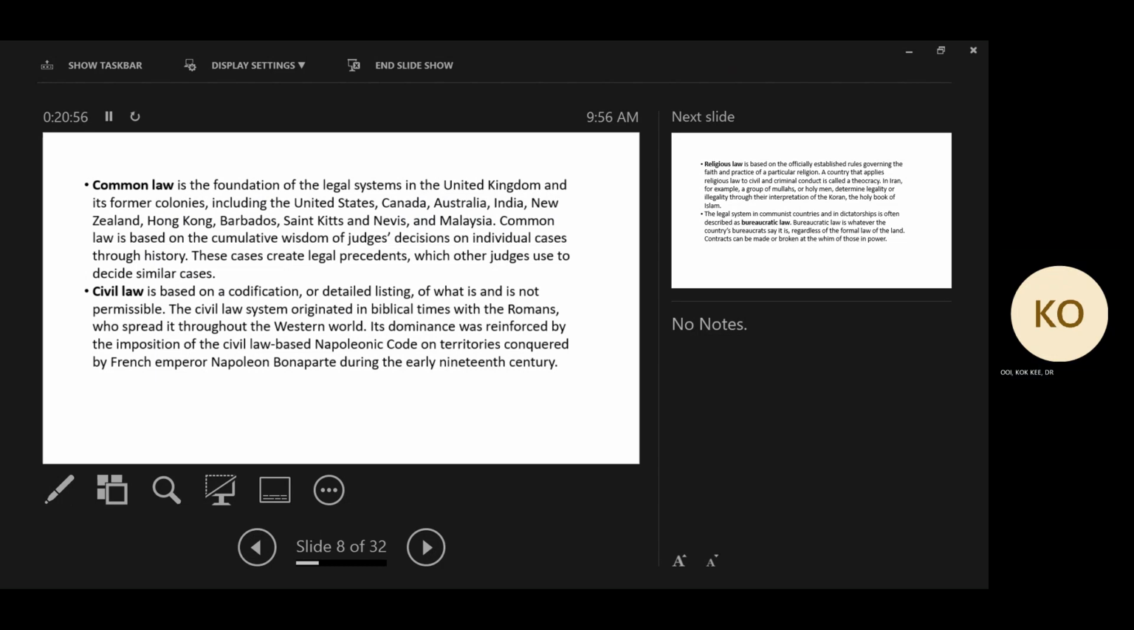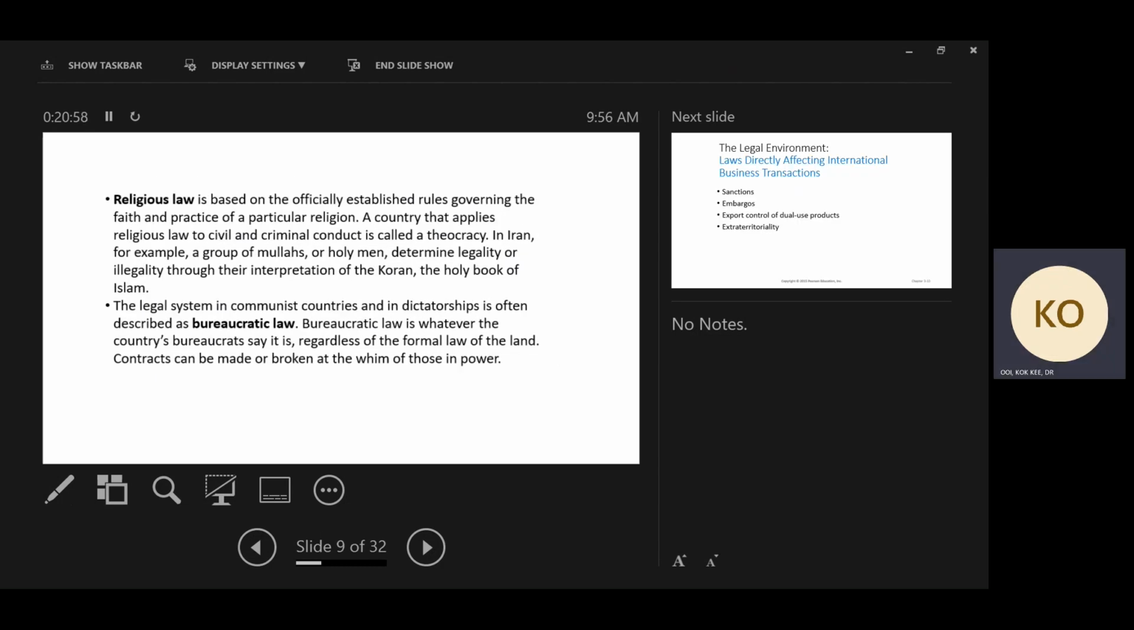Then you have the religious law, based on the religion. What you are supposed to do, what you cannot do because of certain religious practices. So the government also will come up with some kind of religious law so that you know what to do.